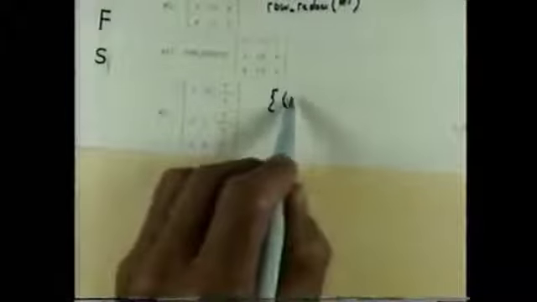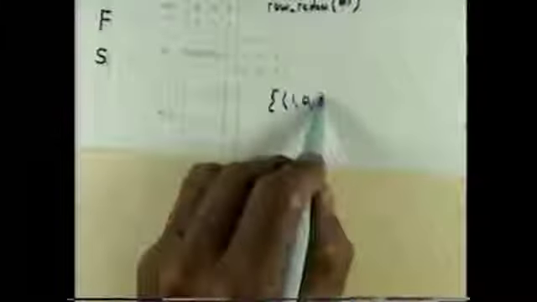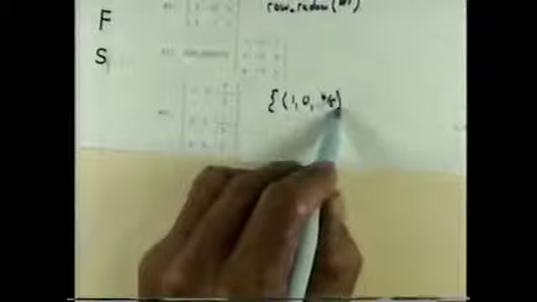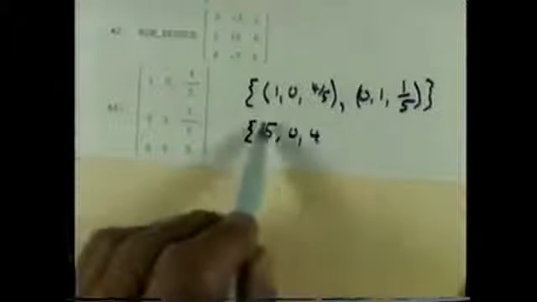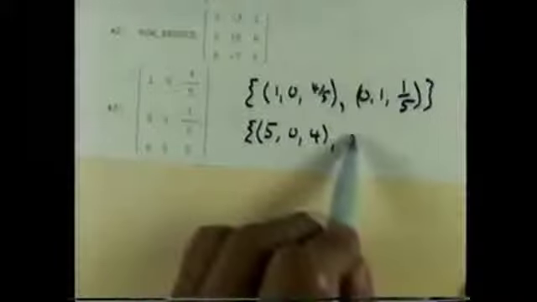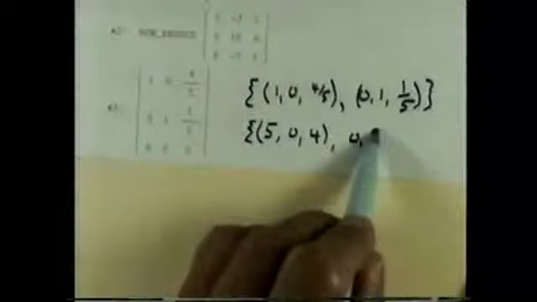So the non-zero rows would be 1, 0, 4/5, 0, 1, 1/5. So there's your basis. Now you're probably going to see it written as 5, 0, 4, 0, 5, 1.